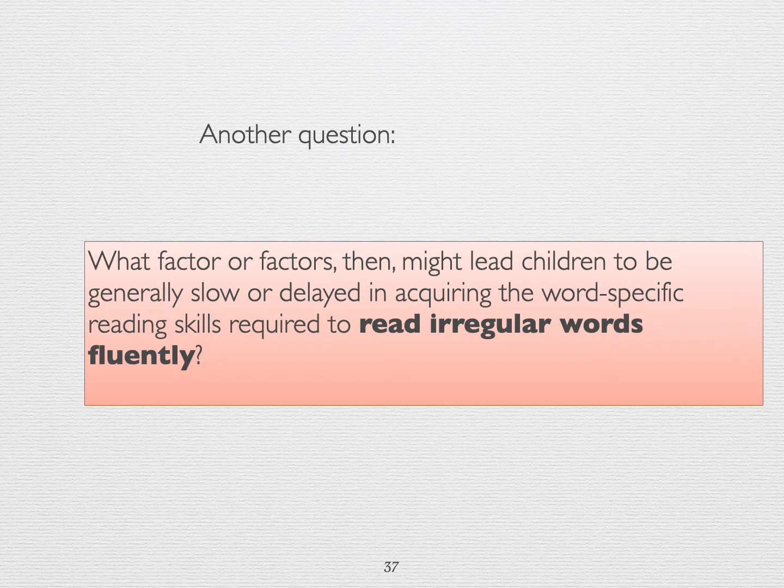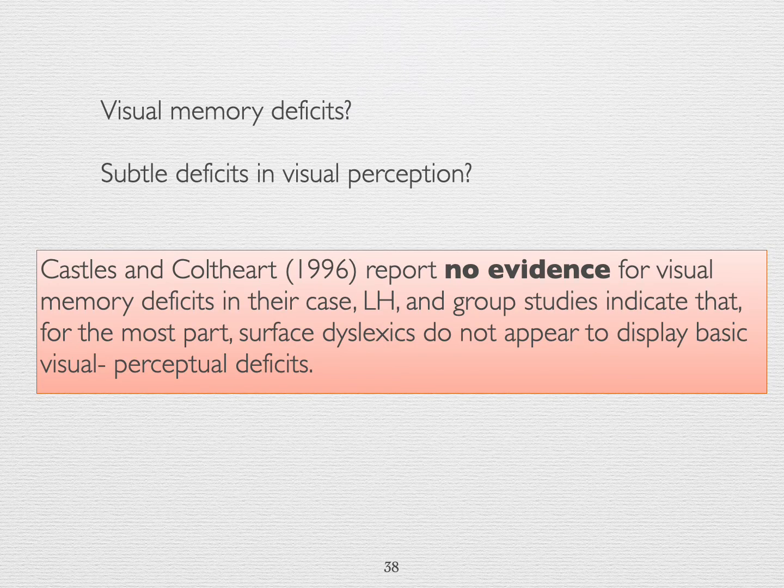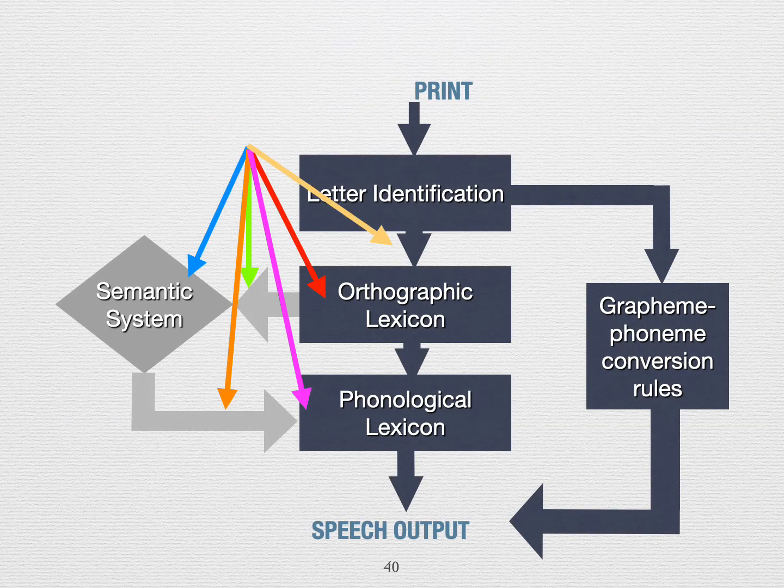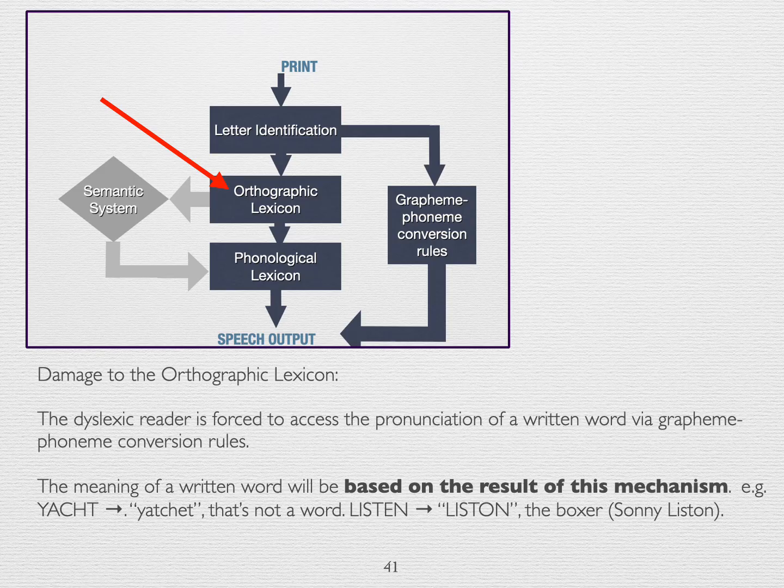And again, the answer is no. It's in the reading mechanism itself. So here's a case by Castles and Coltheart, indicating that this case, LH, is perfectly good in lots and lots of visual, spatial, and visual perceptual skills, and nevertheless has difficulty in reading exception words. So according to this, developmental dyslexia matches quite well what we see in acquired dyslexia, if you look at individual cases. All right.